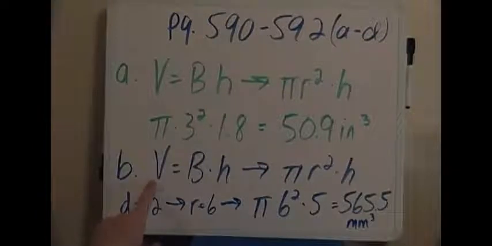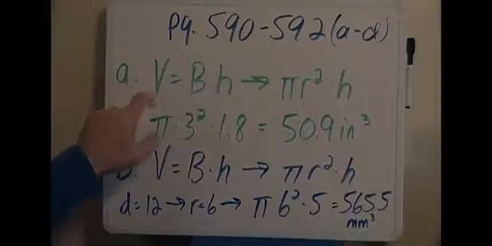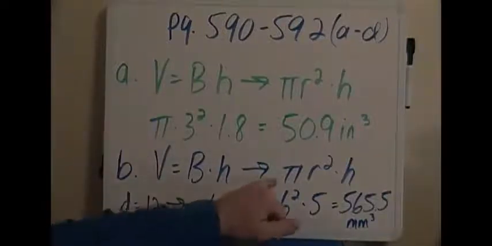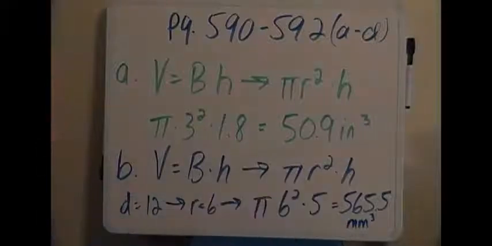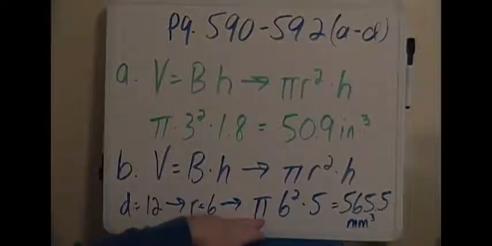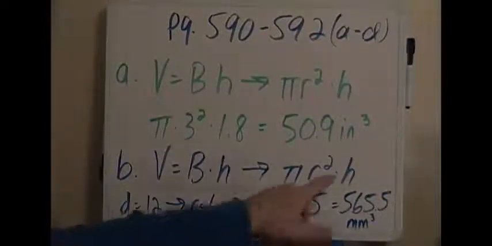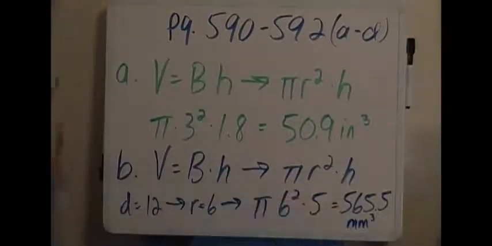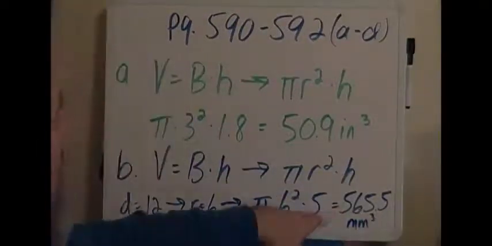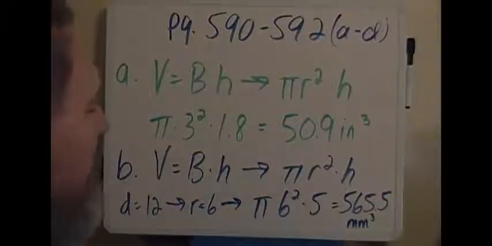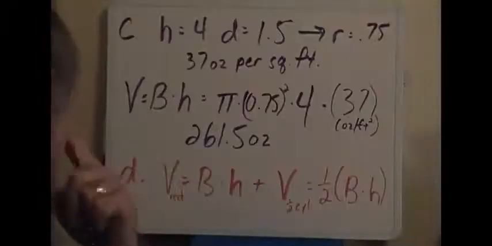Letter B, we have another problem doing something similar. So we have the same formula for the volume of a cylinder, and it's pi r squared times the height. However, they give us a diameter, and we have to notice that so that we can reduce it by 1/2, cut it in half, divide by 2, however you want to look at it. So the radius is 6, so our formula becomes pi times 6 squared times the height of 5, and we get 565.5 millimeters cubed.